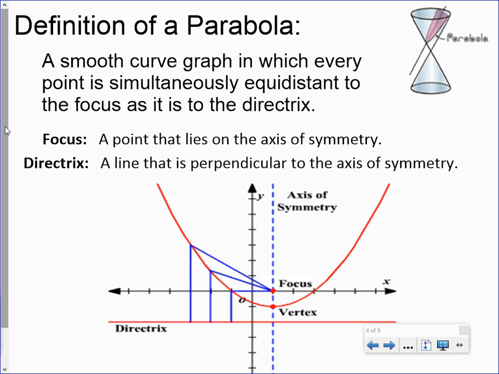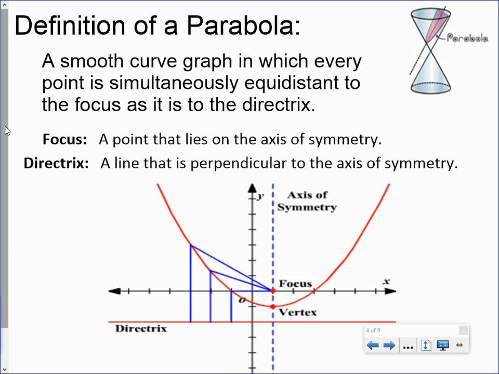So focus and directrix are two new vocabulary words. Basically, I want you to think of the focus and directrix as parts of the parabola, just like a center point is part of a circle, even though it's not on the circle. So when we graph conic sections, we specifically want to see the focus point and we want to see the directrix. Before, we've never really seen that with a parabola. We've just graphed it as a function of x and y.